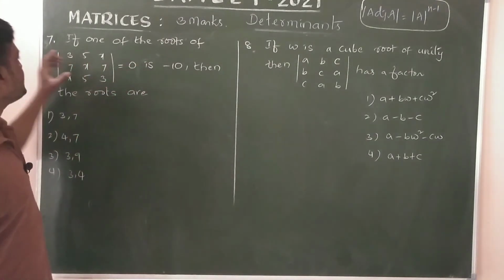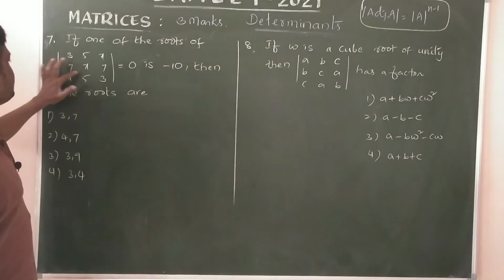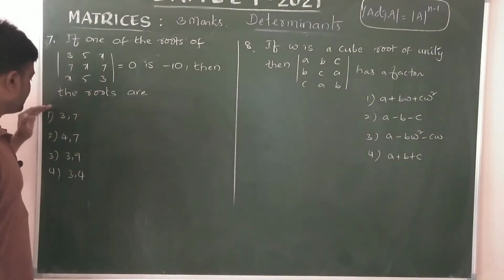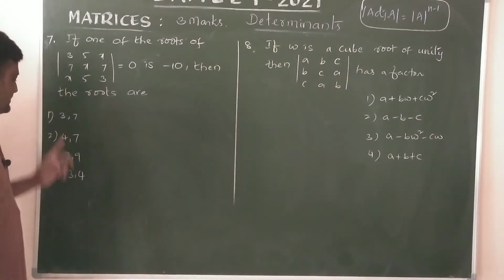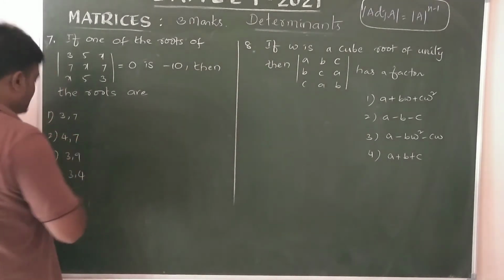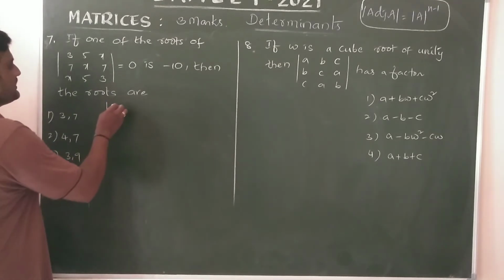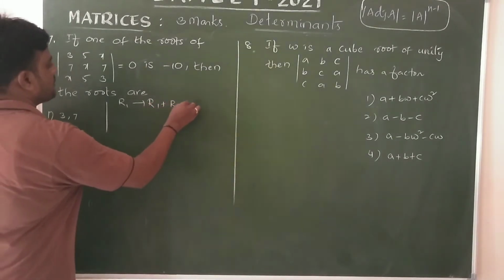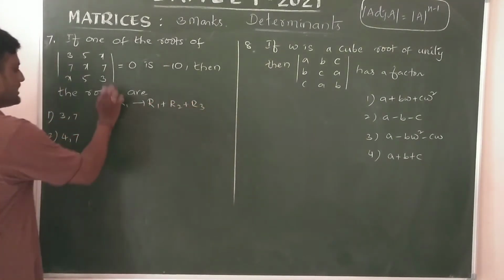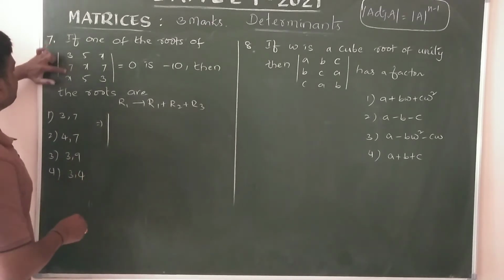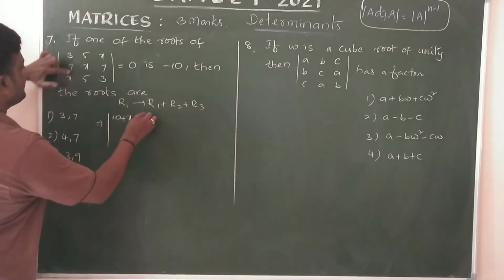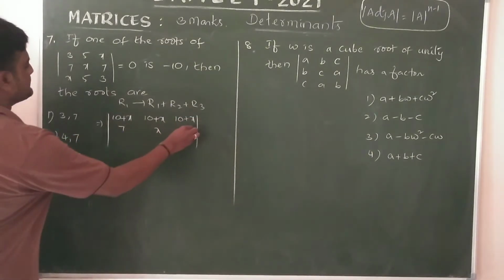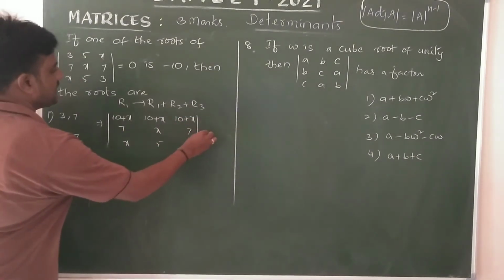If one of the roots of the given determinant of 3, 5x, 7x, 7, x, 5, 3 equals 0 is minus 10, then the roots are, okay, now in this option which two? Okay, let us do the given. In the place of r1, shall I apply r1 plus r2 plus r3? Okay, that one becomes how? 3 plus 7 plus x, 10 plus x. Here also 10 plus x, here also 10 plus x. Remaining 7, x, 7, x, 5, 3 equals 0.